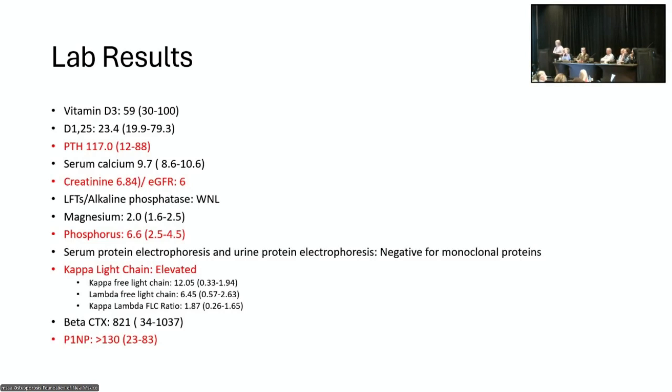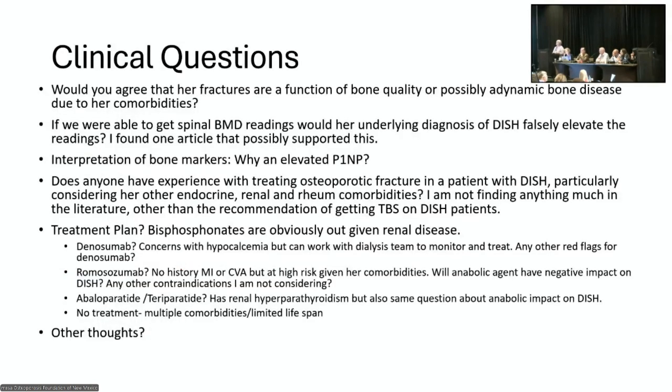Her bone markers were elevated, CTX kind of at the top of the range and a very elevated P1NP, which is one of my questions. She's on dialysis. I'm not really sure what the underlying pathology or cause for that is. So I have a zillion clinical questions about this patient, but I did tell her she refused to get any other treatments. So I think my main question here would be, how do I treat this patient?